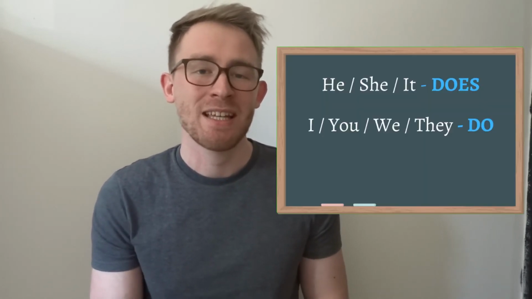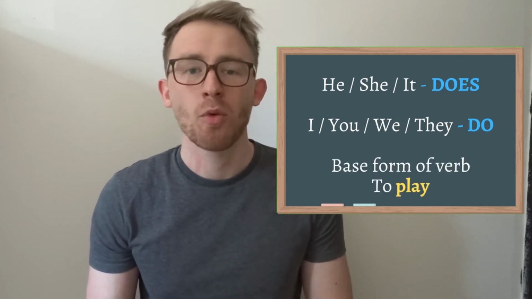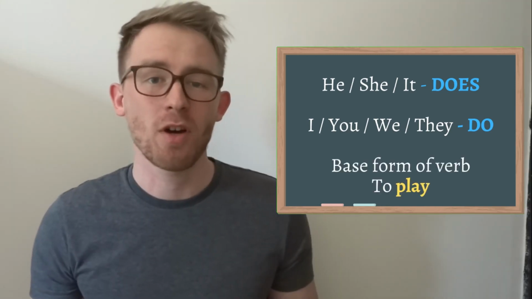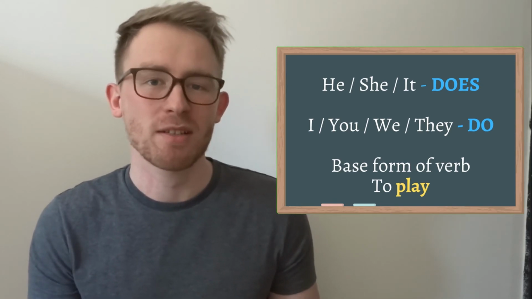It's important to note that the auxiliary verb does is used here instead of do if relating to he, she or it. In this case, Ben, which is he, is does, and I, you, we or they will be do. Also, the base form of the verb is always used. You don't need to conjugate it depending on the subject. For example, here it's play and not plays.